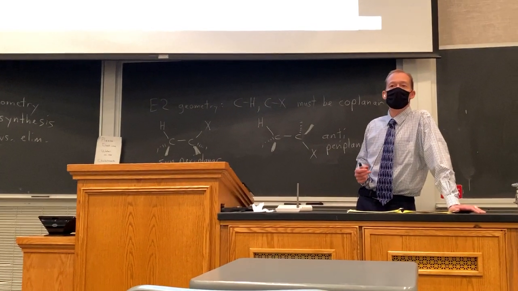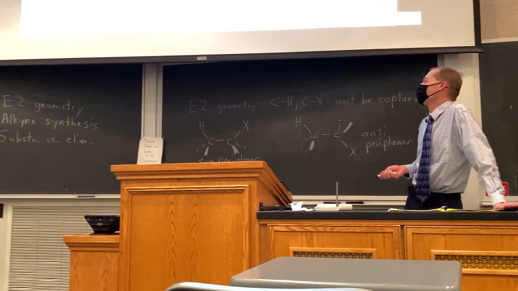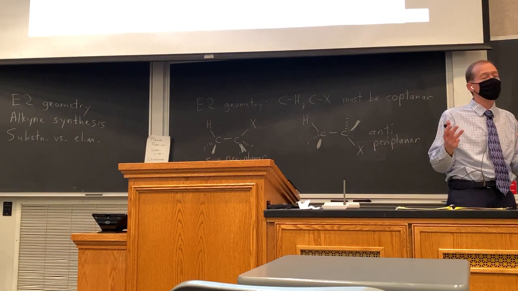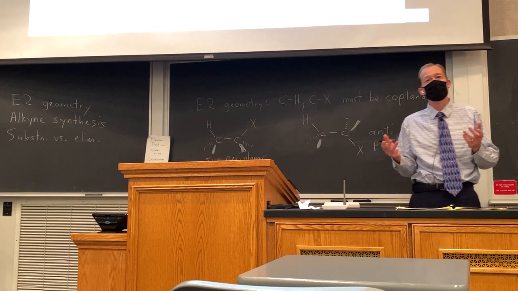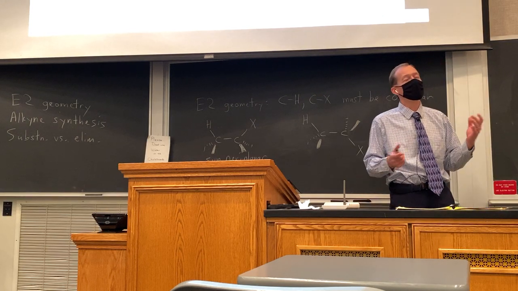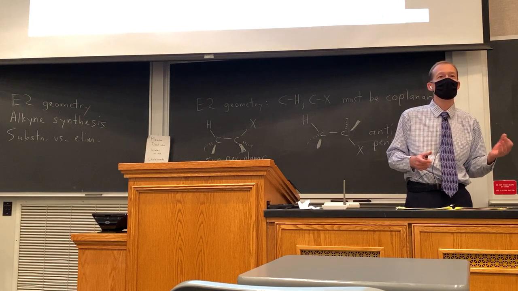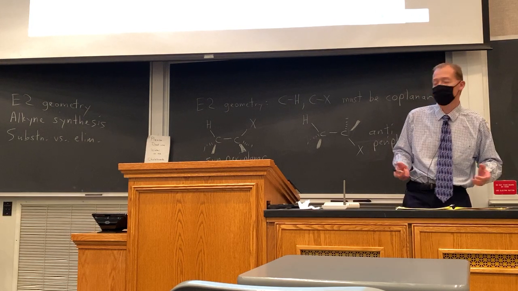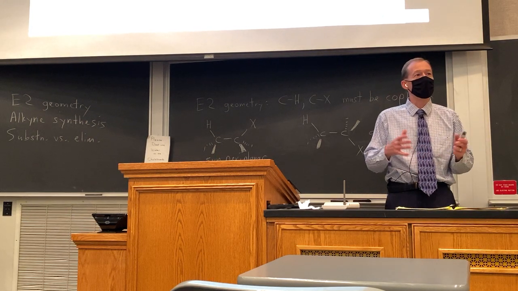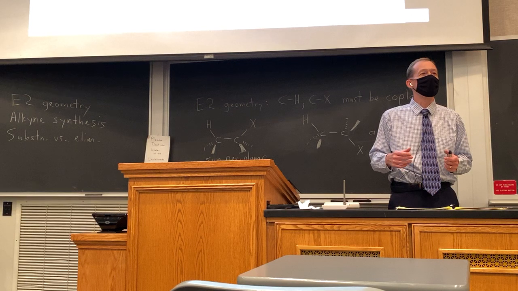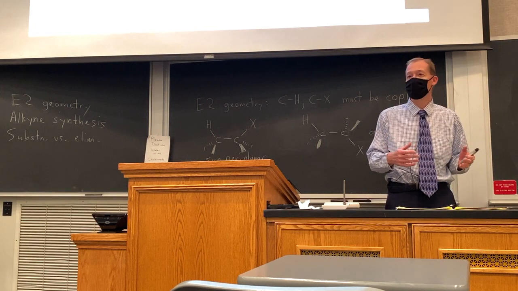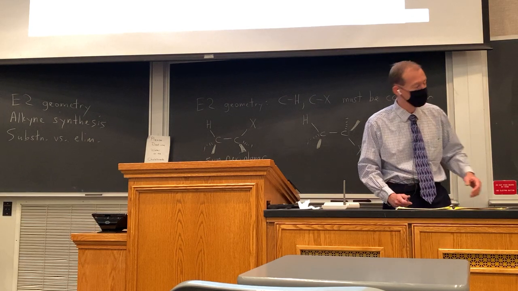So today we have three topics to finish. We have to talk about the geometry or the conformation that's required for an E2 reaction to occur. We need to talk about how we can prepare alkynes by a special type of E2 reaction. And then we're going to talk about looking at a specific set of reaction conditions and deciding when substitution will occur and when elimination would occur.